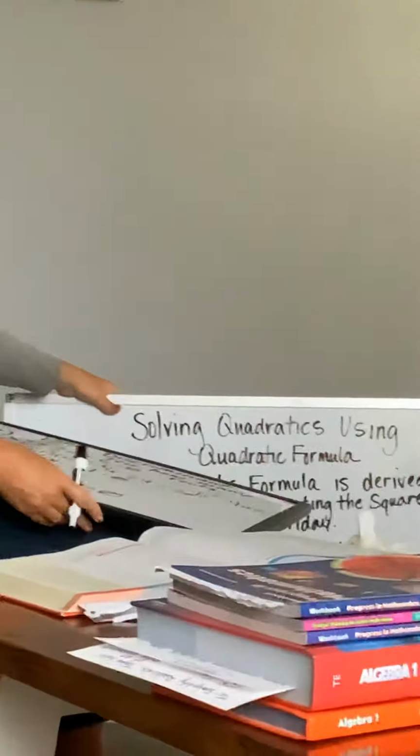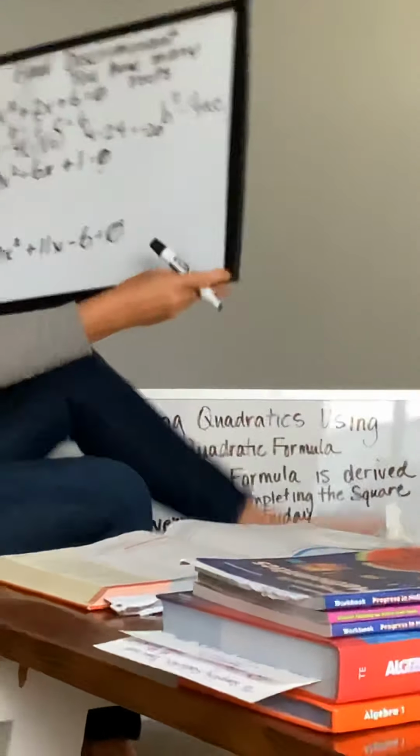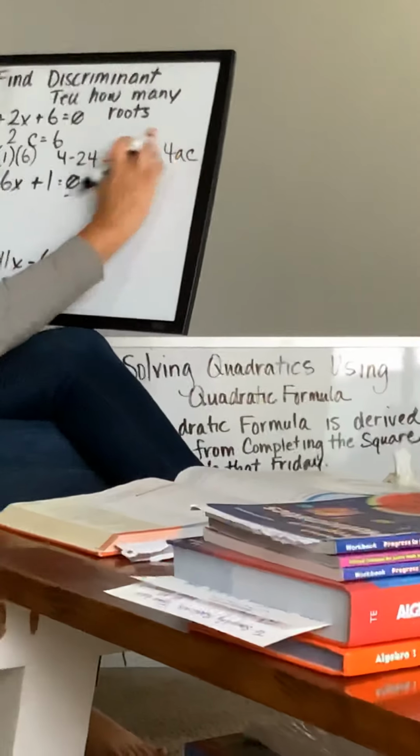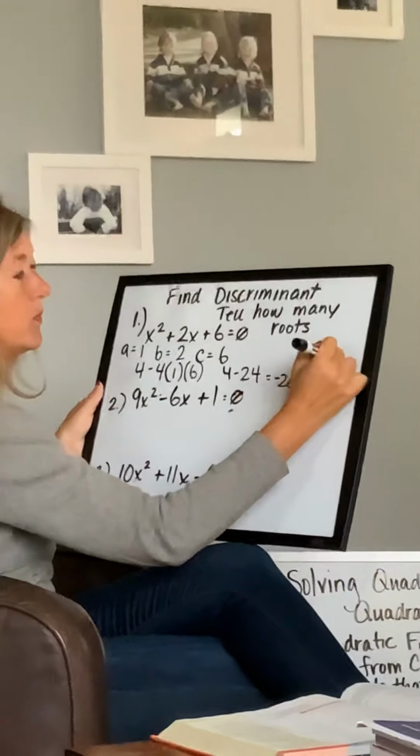Okay, let's come back to our other board. If the discriminant is negative, how many roots, guys? None, right? So what you would say is no real roots.